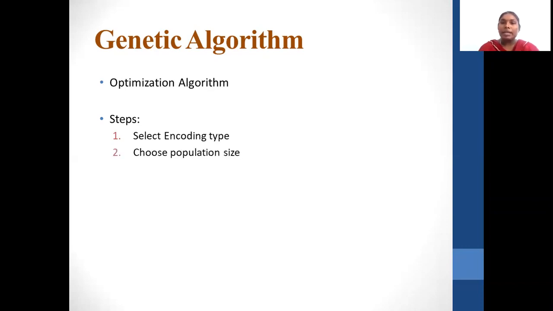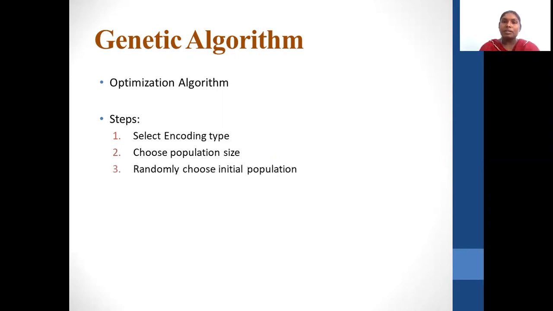The next step, once after selecting the encoding type, is to choose the population size. Here we're going to operate with some set of solutions. The population is the set of solutions, the number of solutions that we are going to operate on at a time. Initially we have to choose the number of populations we are going to operate, and that is going to be a standard value for all the iterations.